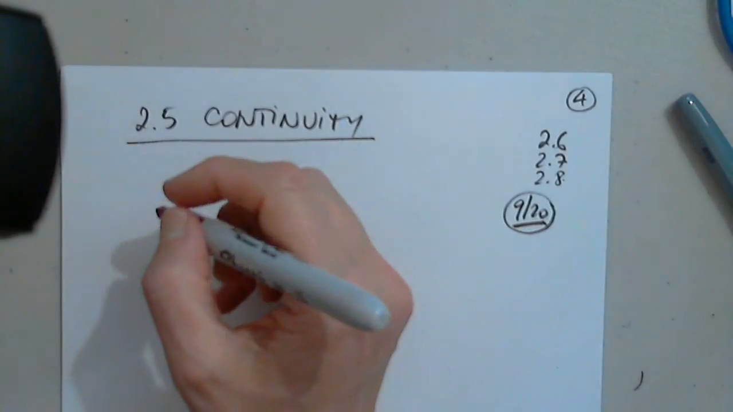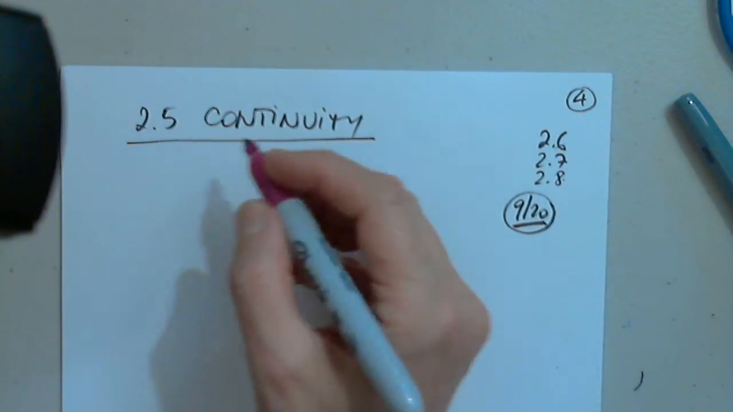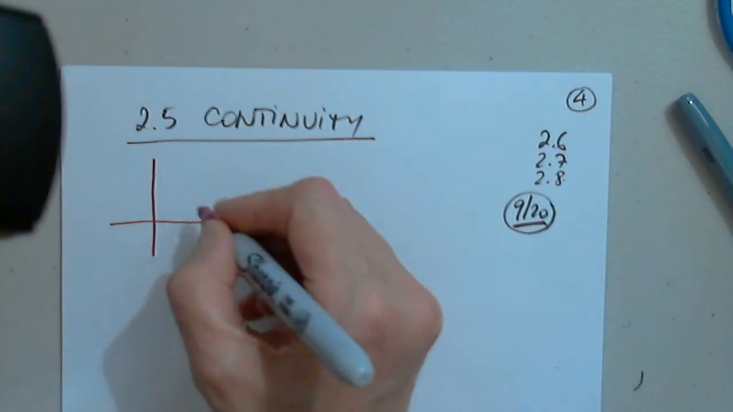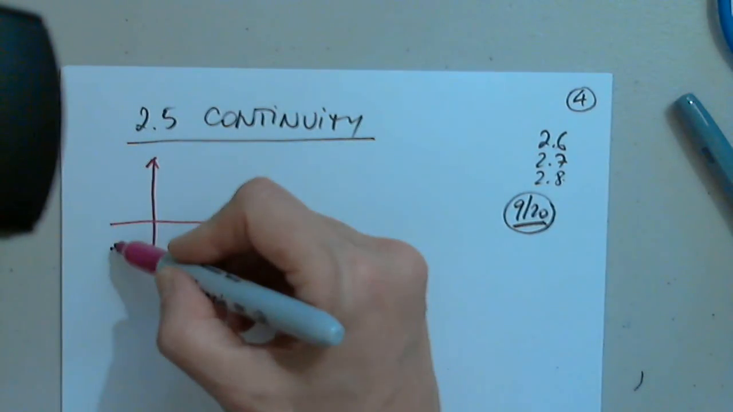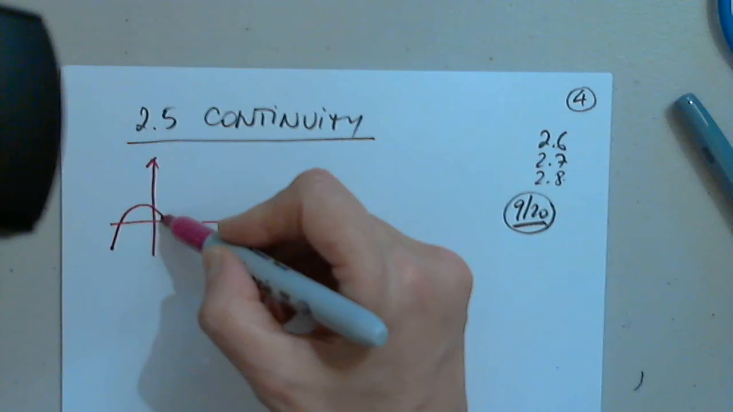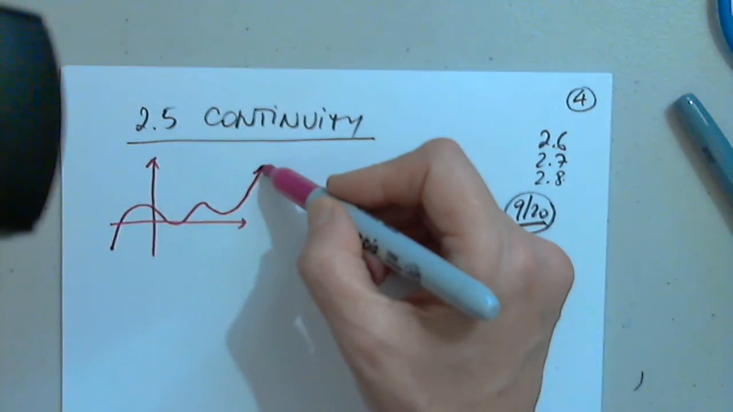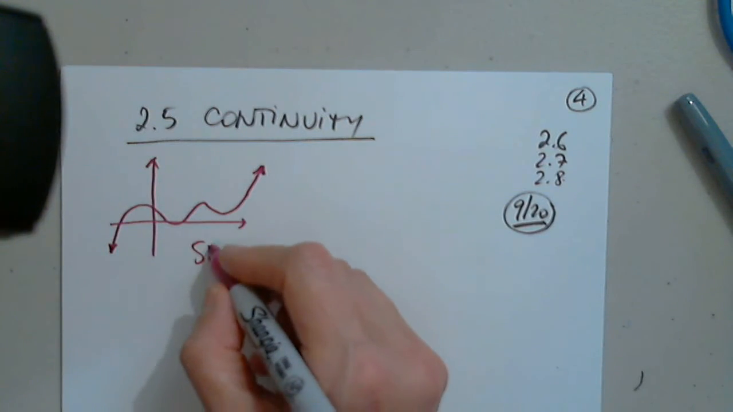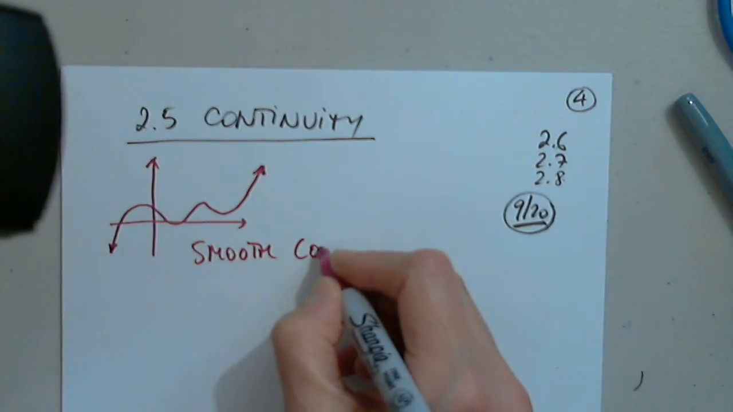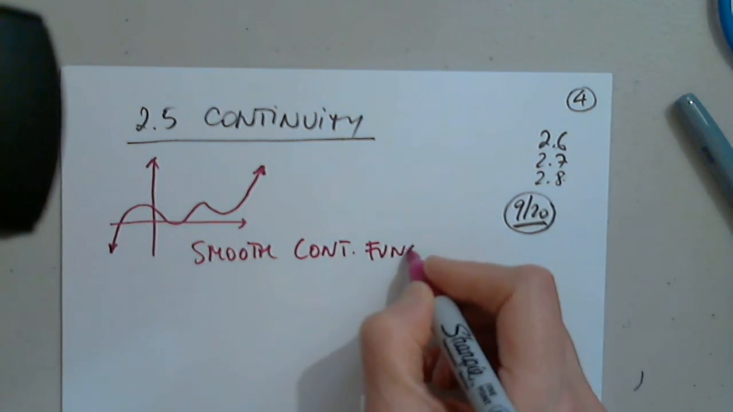Okay, so let's take a look at what continuity means. First of all, I start graphing a function at this point. I do not raise my marker off the paper. This is a smooth, continuous function.